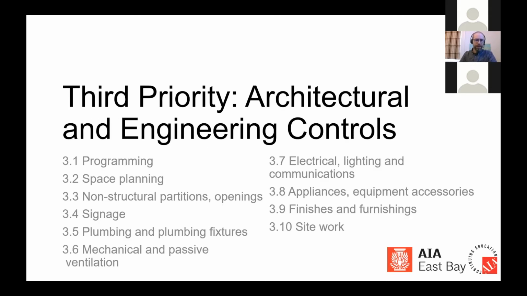Okay, so the third priority, architectural and engineering controls. This will be a fairly lengthy section here. Maybe hopefully we're doing okay on time. We're going to be talking about all these elements, everything from programming to space planning, plumbing and fixtures, finishes, site work. They all apply. There's something that can be done for COVID-19 in each of these categories, and that's what we're going to talk about. And once again, I just want you to remember that this is meant to be a framework, and so we're trying to introduce the concepts here.